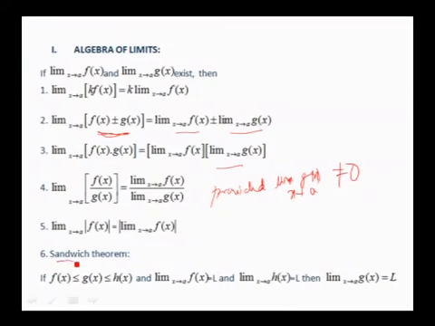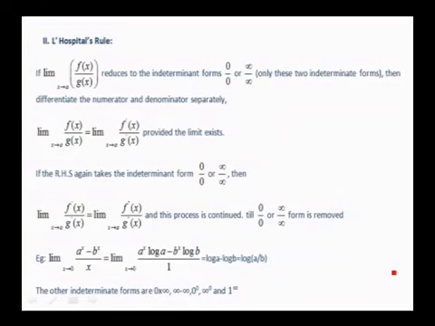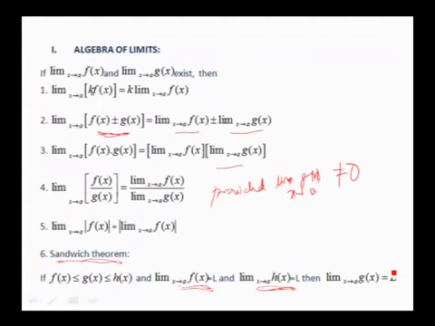Sandwich theorem: of course, sometimes we use this theorem in simplifying or in finding the limits of certain functions. If you have three functions f(x), g(x) and h(x), if the limit of f(x) as x tends to a is L and the limit of h(x) is also L, then the limit of g(x) must also be L. So that is the sandwich theorem. Normally we use that whenever we have such an inequality.